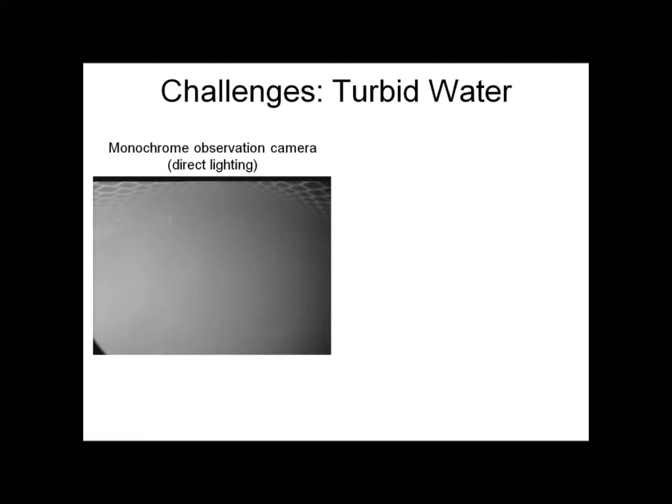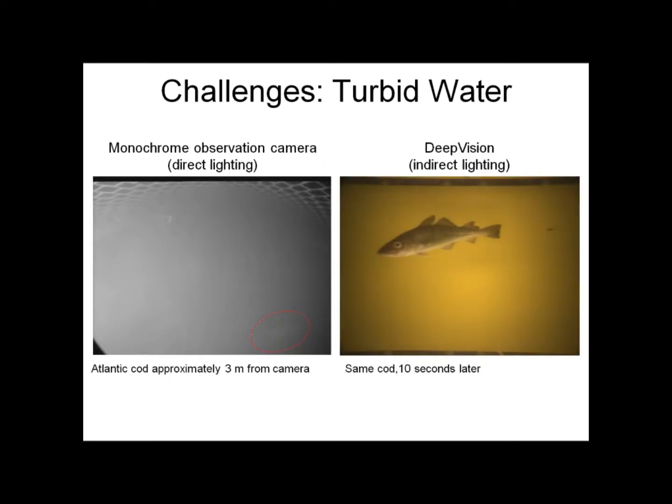A bit about the challenges. First question that anyone asks is, well, what happens when the water is not clear and you're relying on images? It's actually not as big of a problem as we thought it would be. This example image is from a monochrome camera, which we had direct lighting. I don't know if you can make it out, but that blob in the lower right-hand corner is in fact a cod, which I know because 10 seconds later it passed through our system.